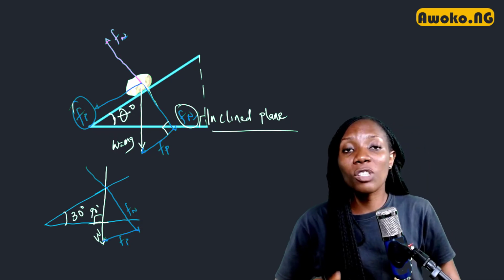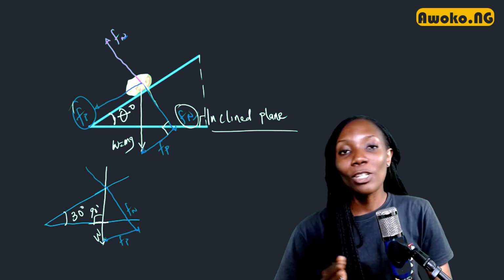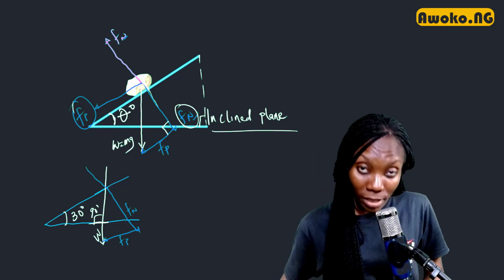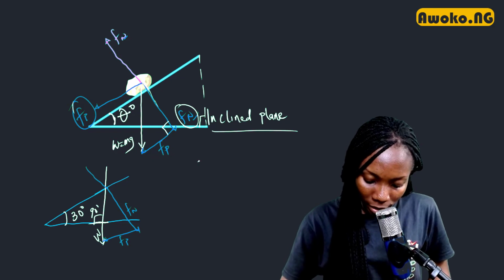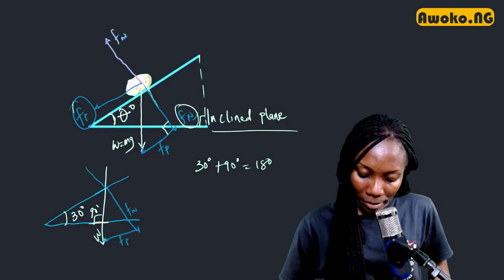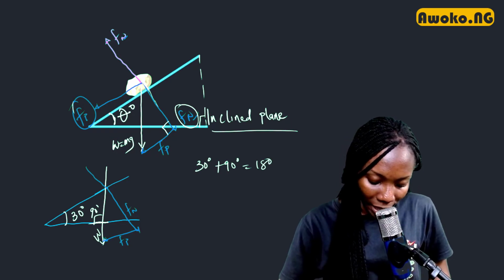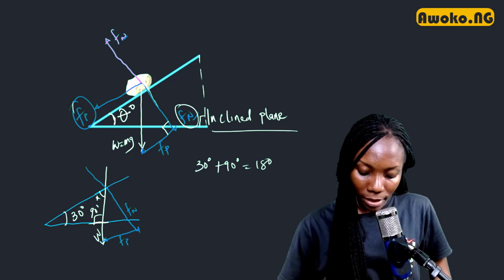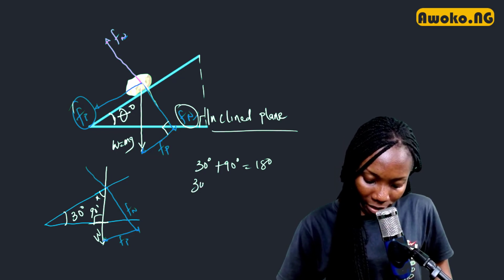And so from our basic knowledge in mathematics, the sum of angles in a triangle equals 180. So we have, let's say, 30 degrees plus 90 degrees. But we have another angle here that we do not know, so let's put it as x. Let's rewrite this: 30 degrees plus 90 degrees plus x, and we have 180 degrees here.